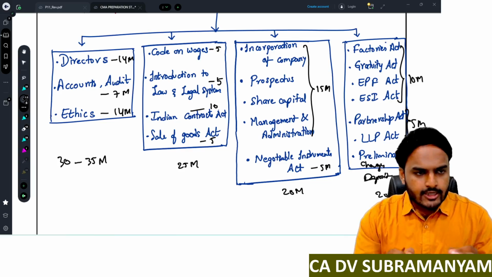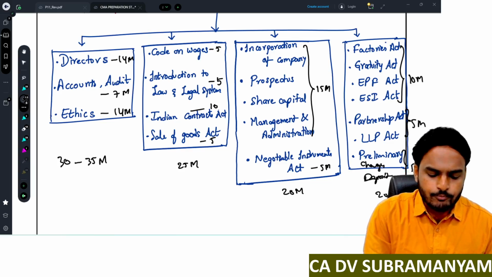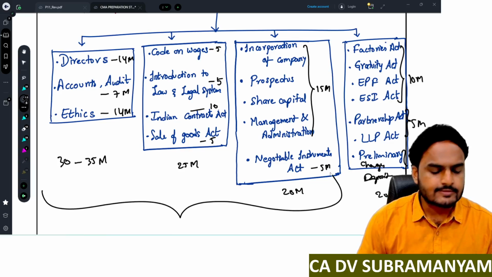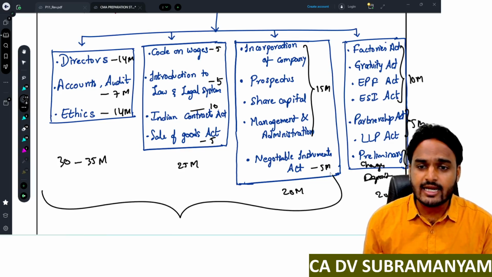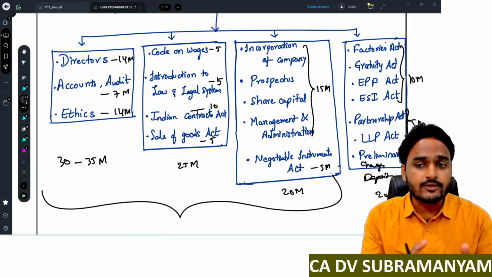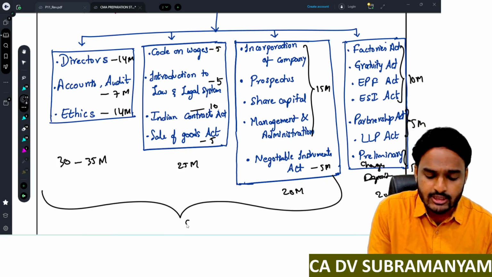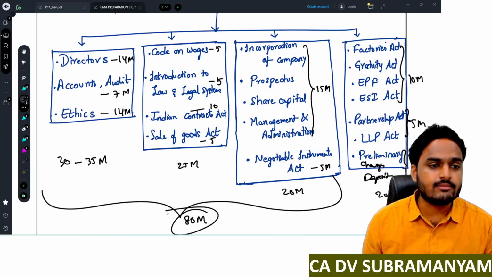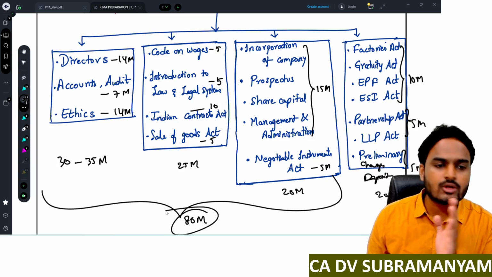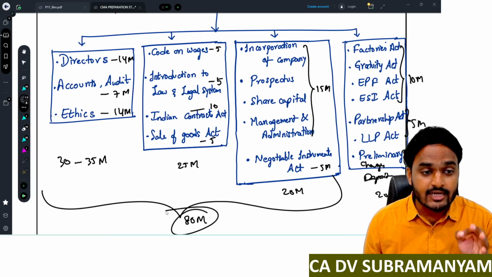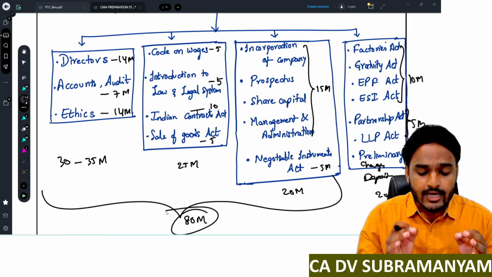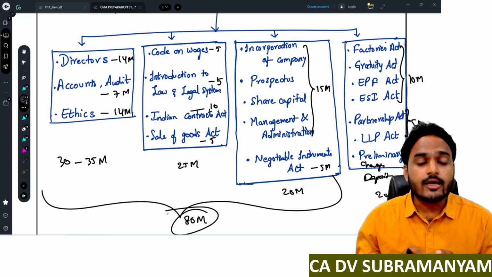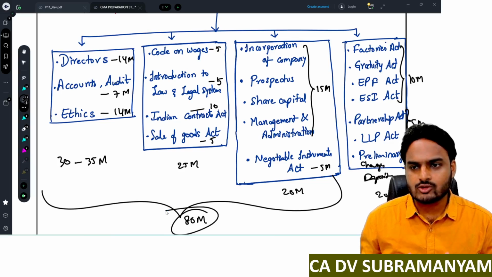So if you observe carefully, even if you prepare the first 3 categories, you can easily attempt how many marks? Come on, tell me. 35 plus 25, 60, 60 plus 20, 80 marks. You can easily attempt 80 marks. Even if you ignore the last category, you can easily attempt 80 marks. Moreover, I have given this marks weightage excluding choice. It's not including choice.